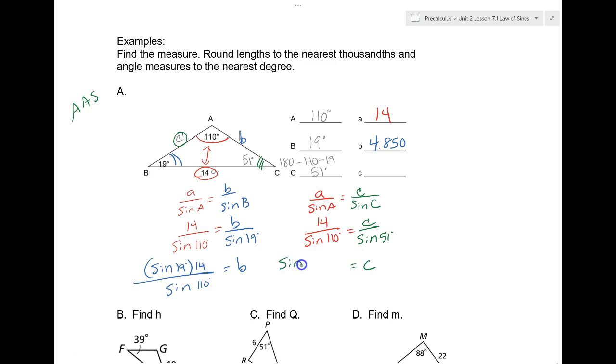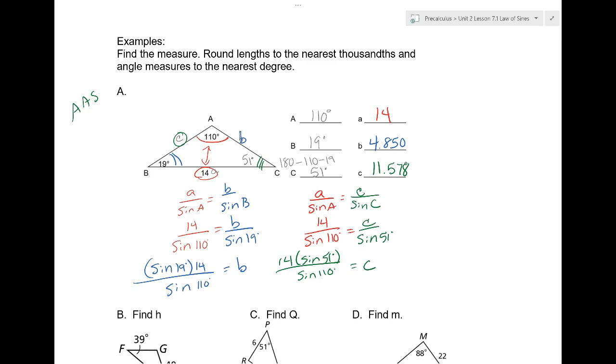All I have to do is really go 14 times, I'm going to rewrite it this way this time, 14 times the sine of 51 degrees over the sine of 110. So we're just solving it. Again, put it in your calculator, and you can literally go 14 sine of 51, close that out, hit enter, and divide it by the sine of 110. And for this one, I get about 11.578 for its length. Now, most of the time, I'm not going to ask you to solve for every missing thing, but you could be asked on this, and you should be able to do it.